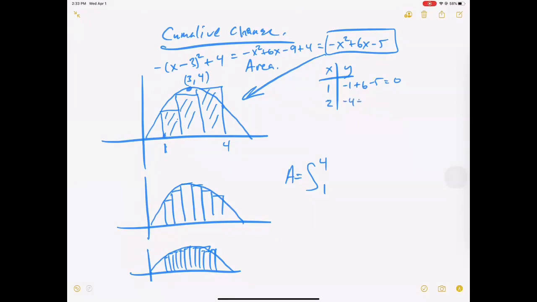negative 4 plus 12 minus 5. If I plug in 3, it's going to be negative 9 plus 18 minus 5. And then if I plug in 4, it's going to be negative 16 plus 24 minus 5. I should make the y higher, darn it.